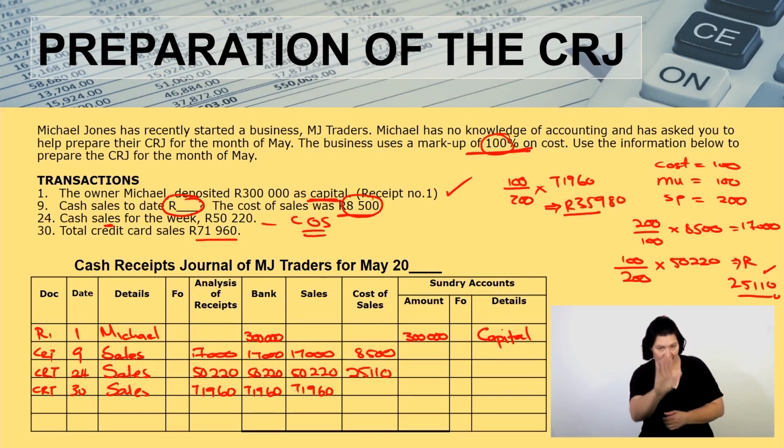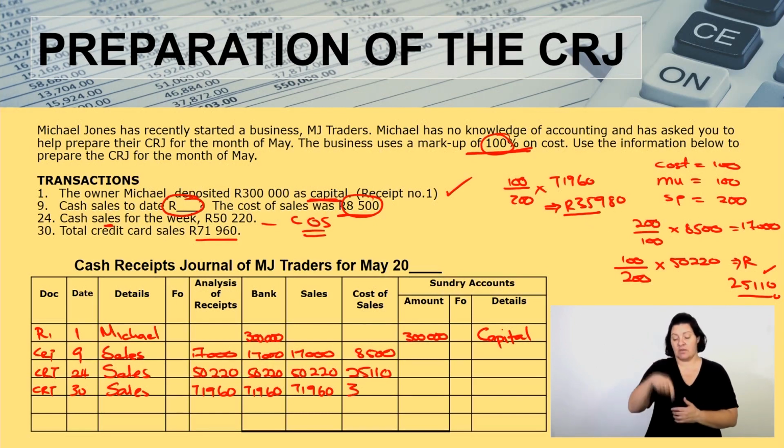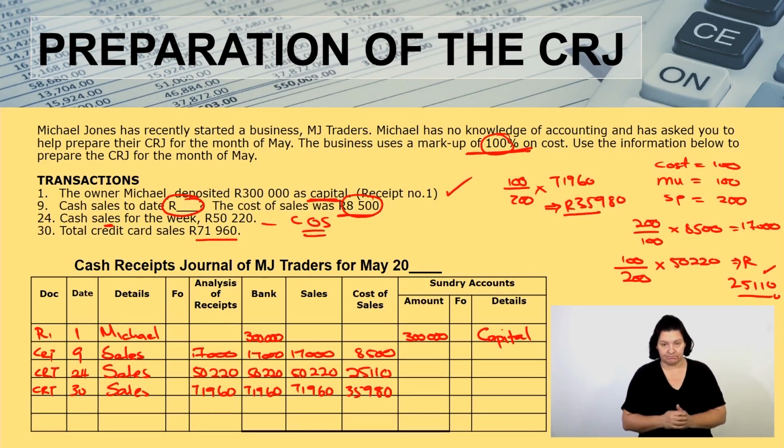35,980. You're correct. So we bring the 35,035 here. Let's write it neatly. You're going to get 35,980. Then your CRJ is complete. So all you need to do now is to total up.